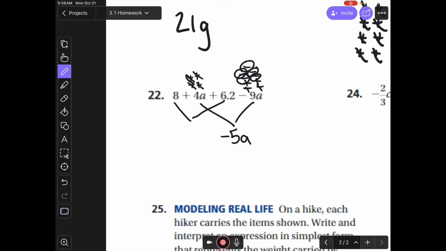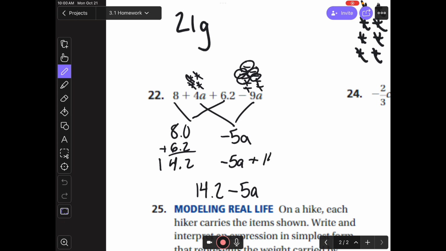Right here, 8 plus 6.2. Remember to keep your decimal point in the right spot. I should get 14.2. So to combine this all, we would say 14.2 minus 5a. Now, typically in algebra, we always write the highest powered term first. So if we were to write this properly, it would be negative 5a plus 14.2. That just helps us figure out where our variable is and where our constant is. So this is good. This is better.